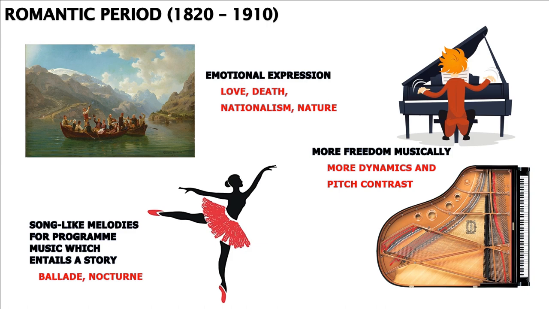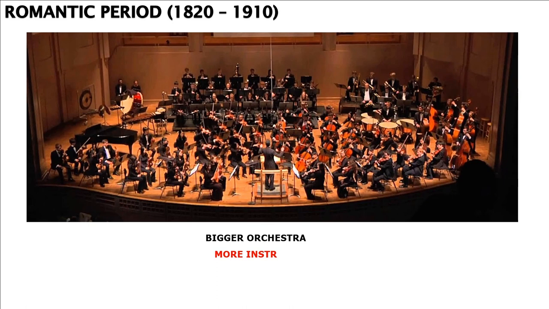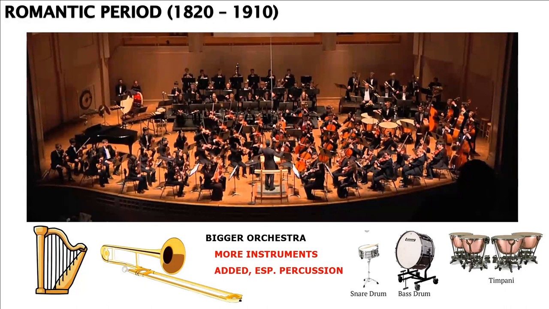The orchestra has become almost fully developed, like the modern ones, as many instruments were added, like the trombone, harp, and many percussions. This is what the Romantic period orchestra sounded like. Now, let's explore several Romantic period piano pieces.